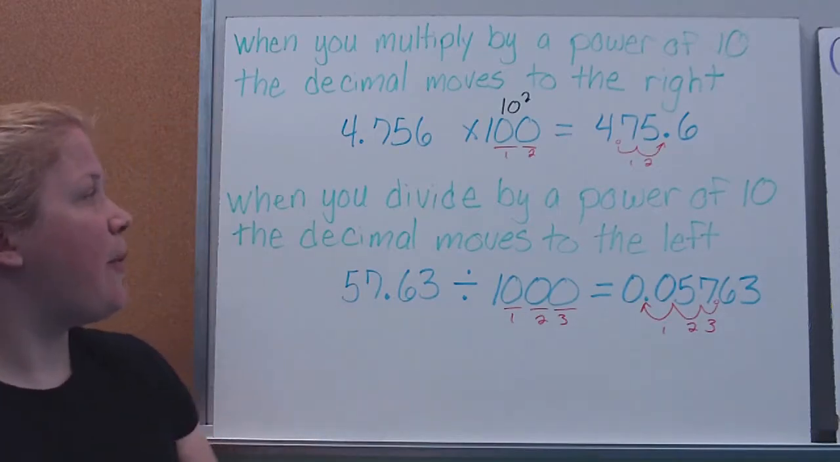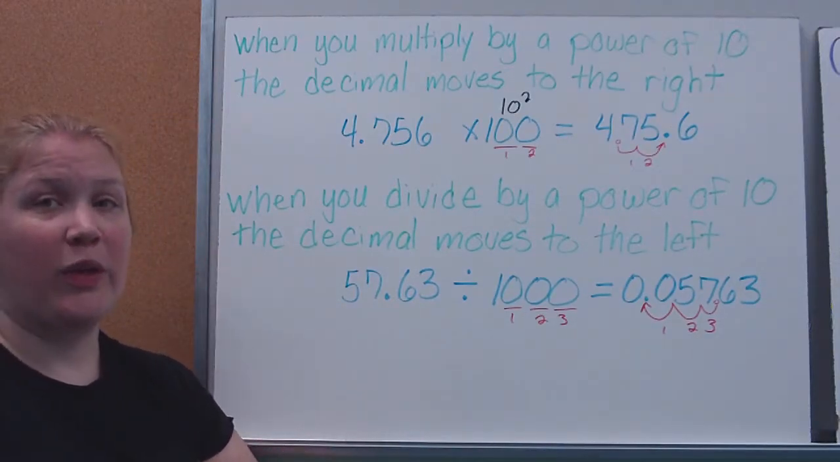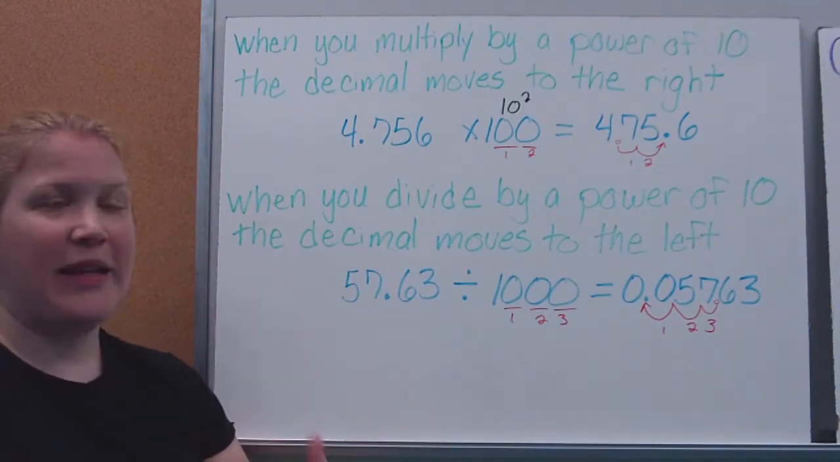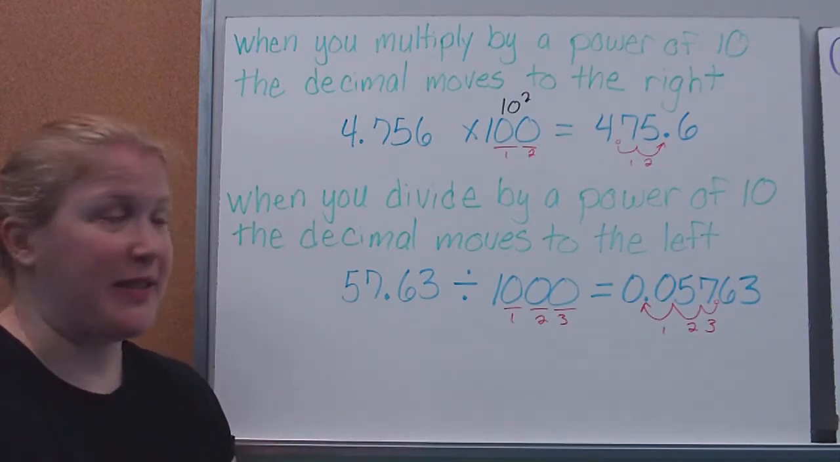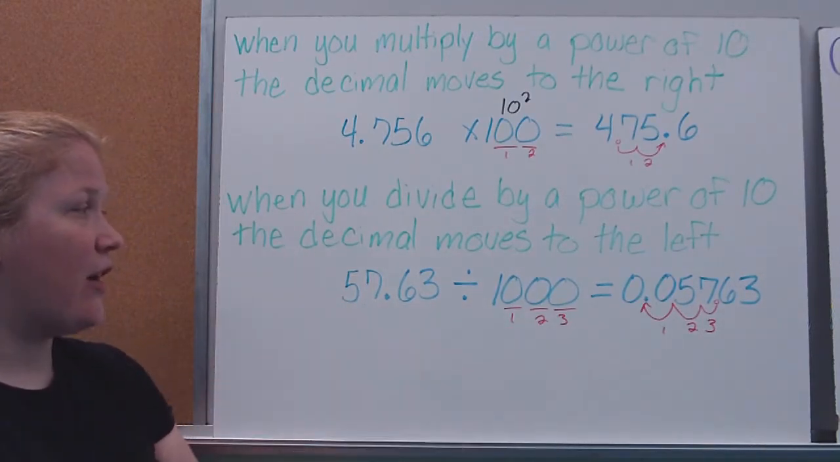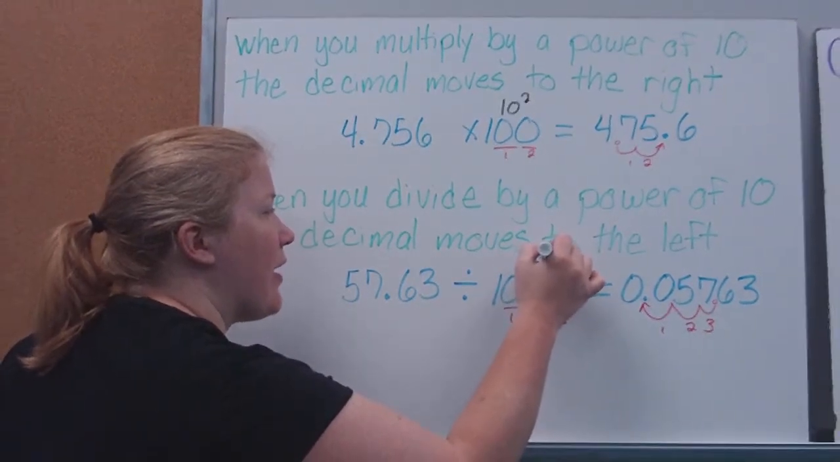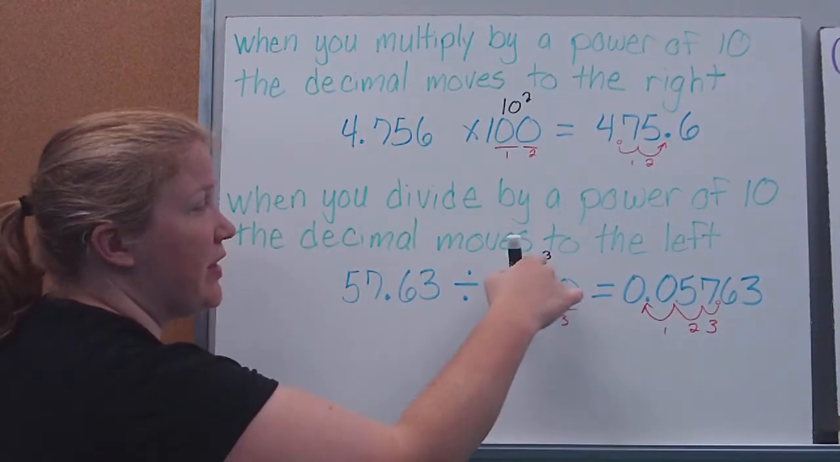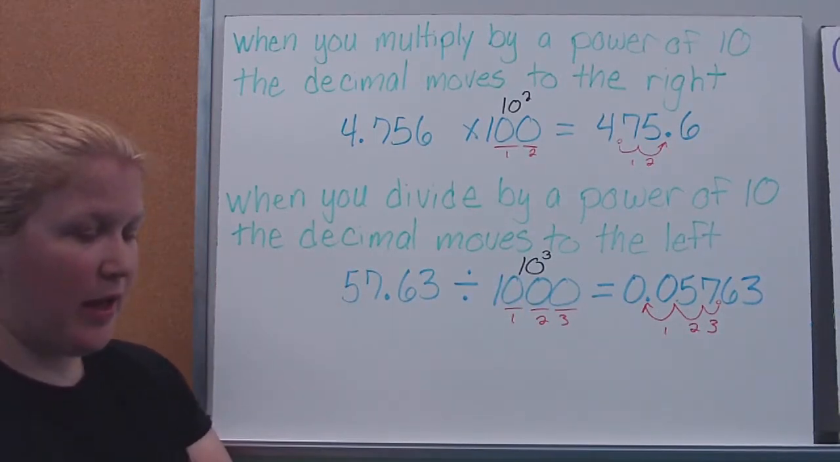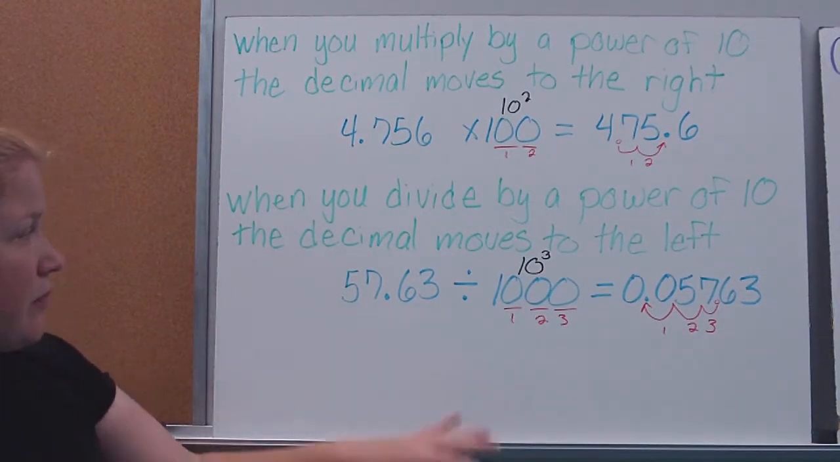475.6 instead. And if you'll recall, when you divide by a power of 10, basically your decimal goes the opposite way. So if I'm dividing by, here I've said 1,000, and again if I write this as an exponent, that would be 10 to the third. You'll notice there's 3 zeros. My exponent is 3. Little tricks to help you remember.